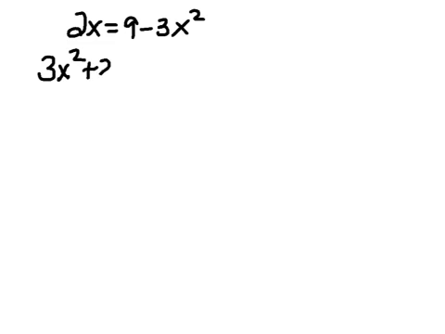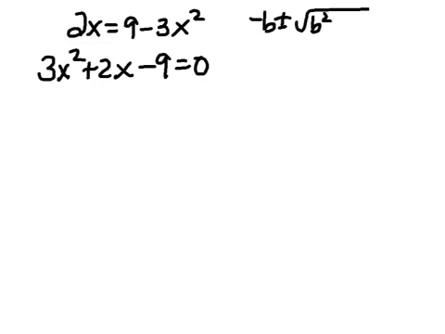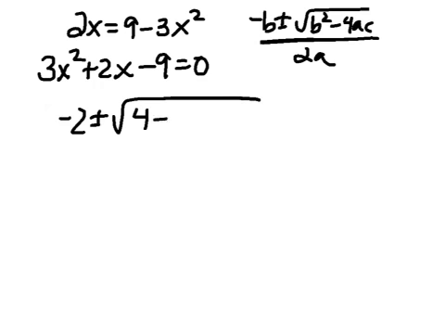So let's try some more. If I have 2x is equal to 9 minus 3x squared, first thing we need to do is get it equal to 0. So 3x squared plus 2x minus 9 is equal to 0. So remember negative b plus or minus the square root of b squared minus 4ac over 2a. So b is 2, so negative 2 plus or minus the square root of 4 minus 4 times 3 times negative 9, over 2 times 3, which is 6.